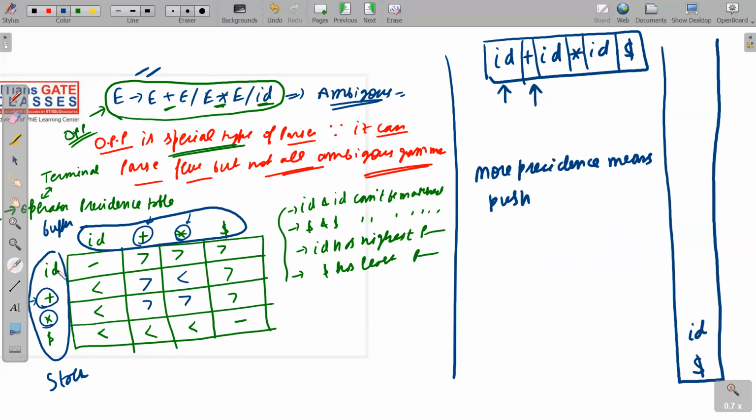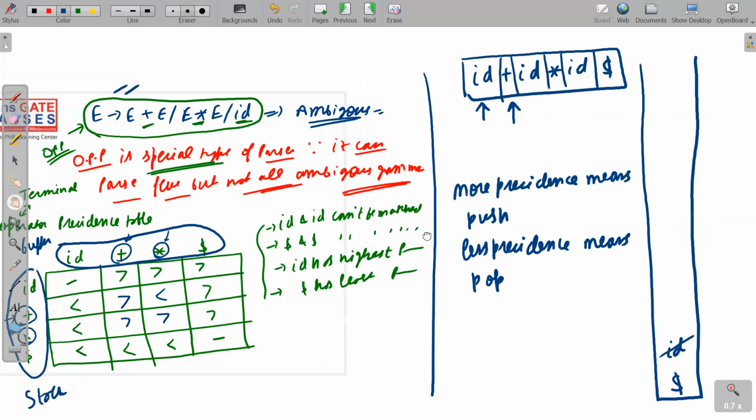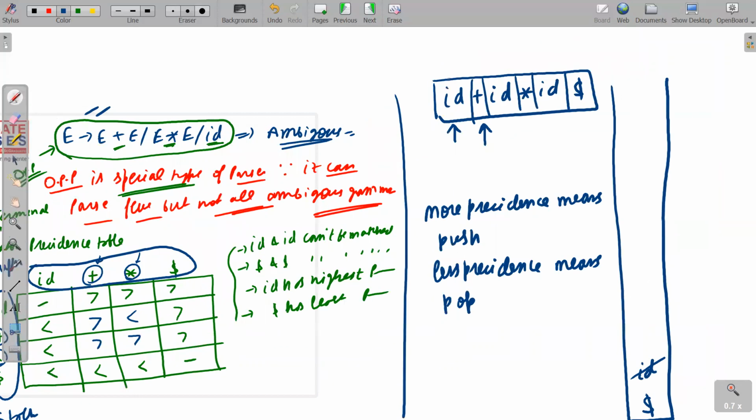Now plus and ID. In the stack we have read this ID, and in the buffer we have read this plus. So less precedence means pop. More precedence means push, and less precedence means pop. So I will pop this ID. What exactly does popping mean? Popping means reduction. That means ID is reduced to E, like this. Now ID has been removed.